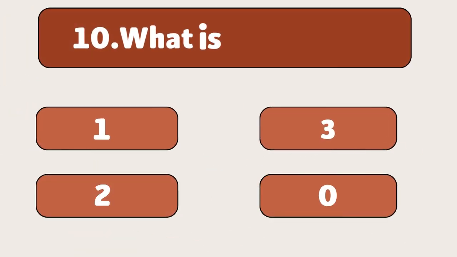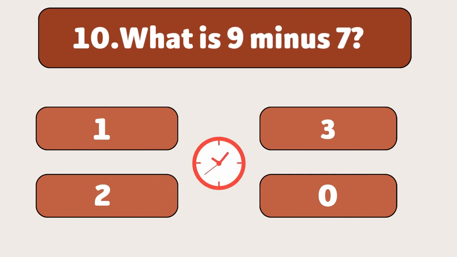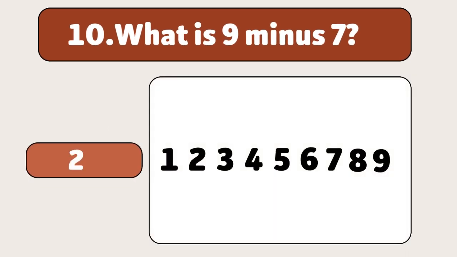What is 9 minus 7? Two. Start with 9 and take away 7. We're left with 2.